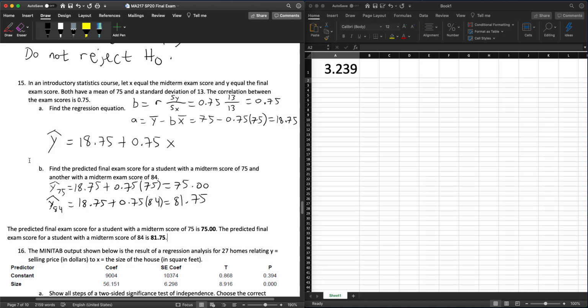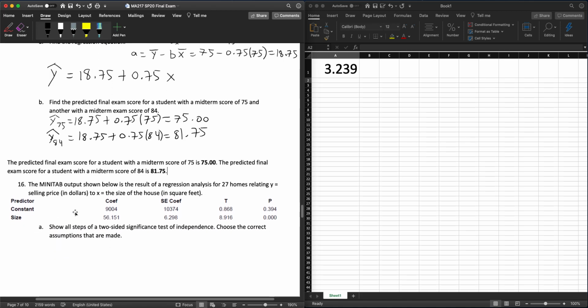Question number 16 here. The Minitab output, meaning this data right here, shown below is the result of a regression analysis for 27 homes relating y as the selling price in dollars and x the size of the house in square feet. We first want to show all the steps of a two-sided significance test of independence, and to give the correct assumptions that need to be made.